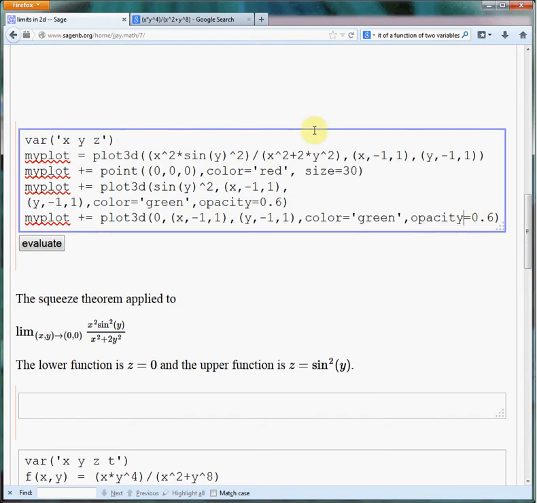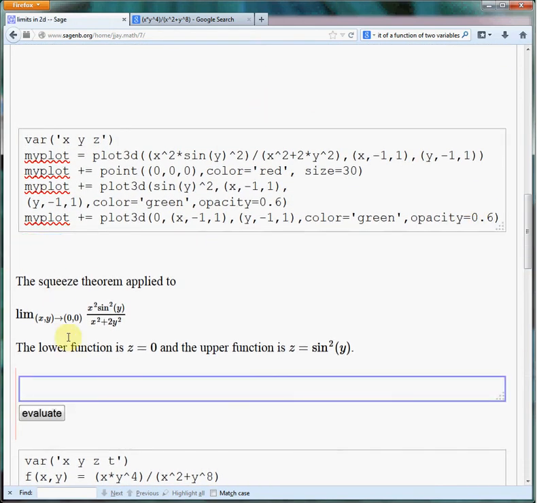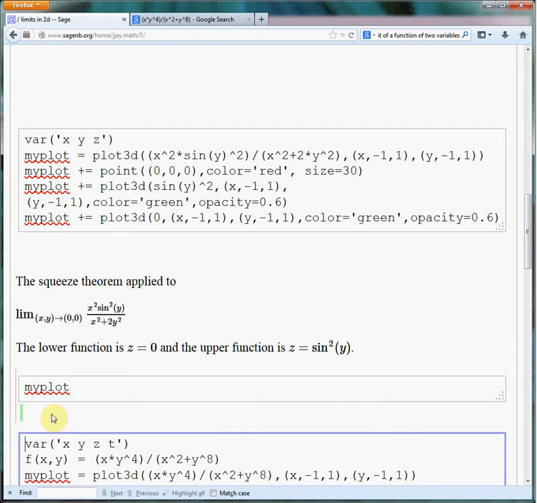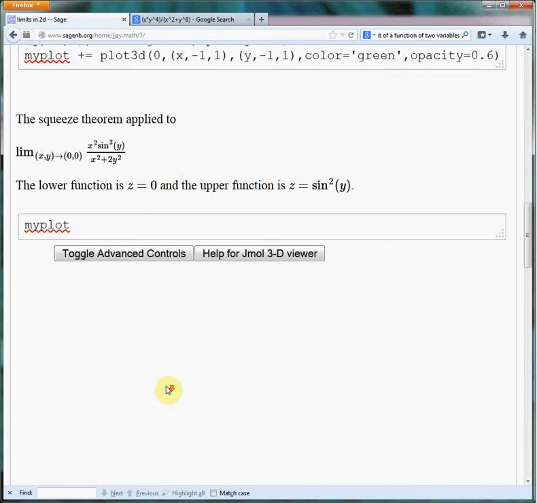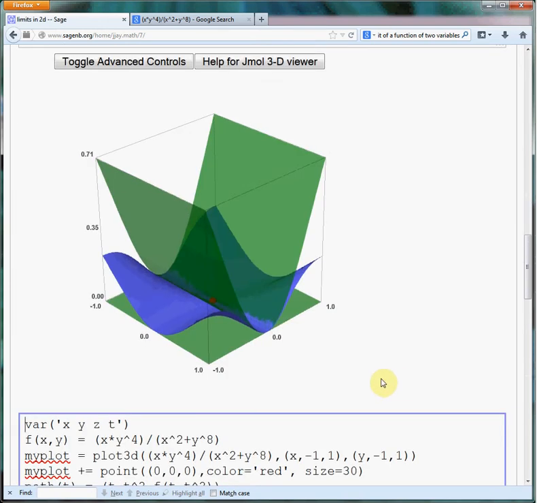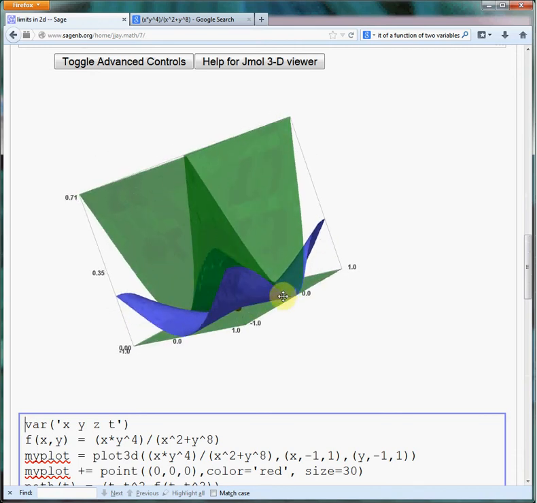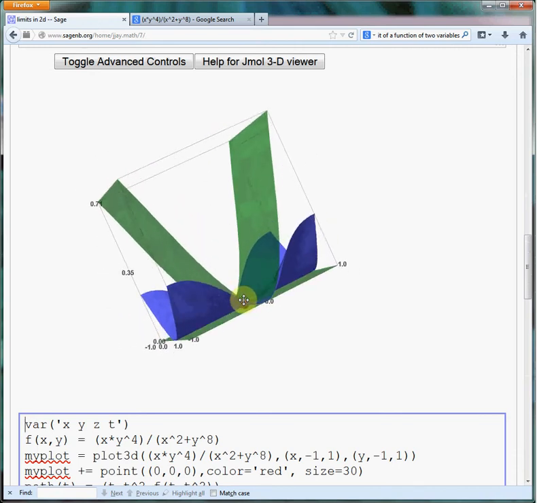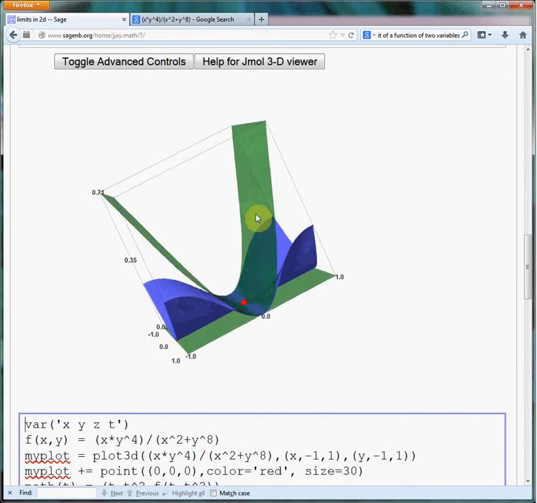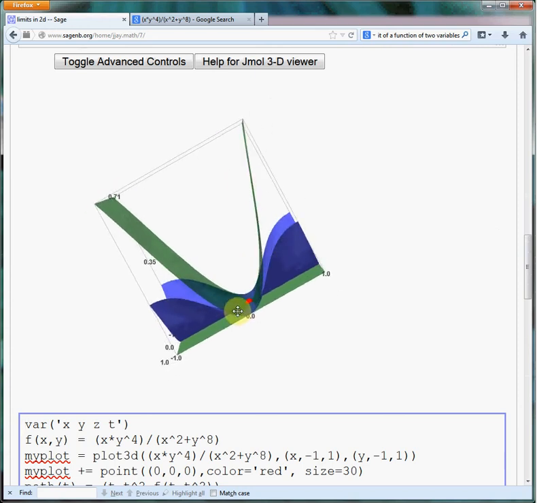So I'll load this, and this will actually make the plot. And here we go. So this picture is kind of really pretty. Can you identify these green things? This is just a little part of z equals sine squared y. This shape looks like a parabola, but it's not. It's z equals sine squared y.